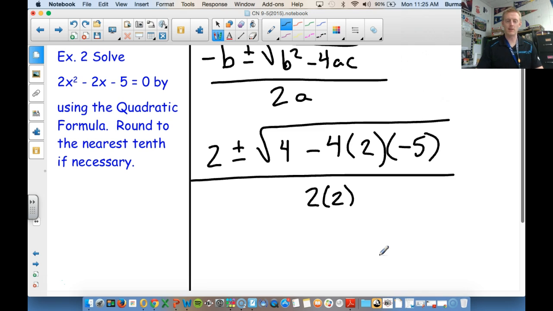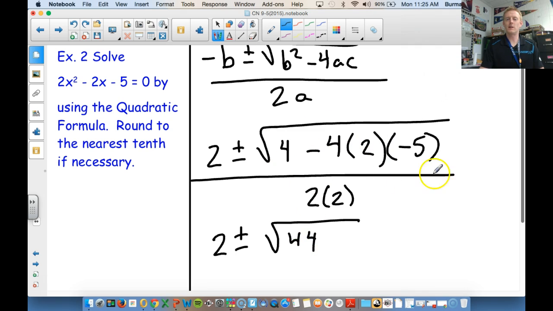So let's do the math. I'm going to actually try to simplify all this in one step to make things a little bit easier for us. So it's going to be 2 plus or minus. Now we're going to have 4 minus 4 times 2 times a negative 5, which is 44.